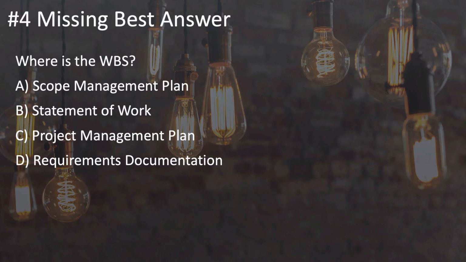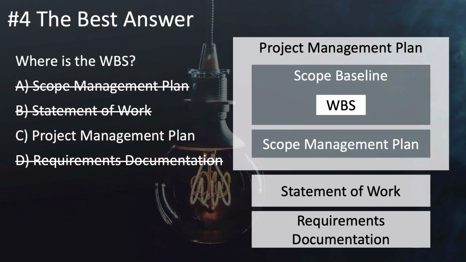Is it in the scope management plan? No, again, because that's the rule book for how we're going to plan scope, but it doesn't include the scope itself, so it's not there. What about the statement of work? That's part of procurement. It's the document or information that we use to contract with an outside vendor to deliver a certain scope of work for us, the procurement statement of work. So it's not B. The project management plan?